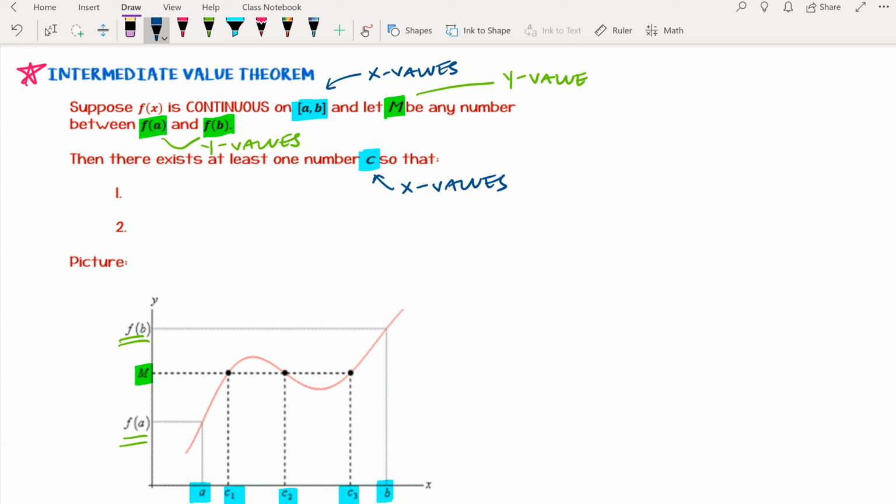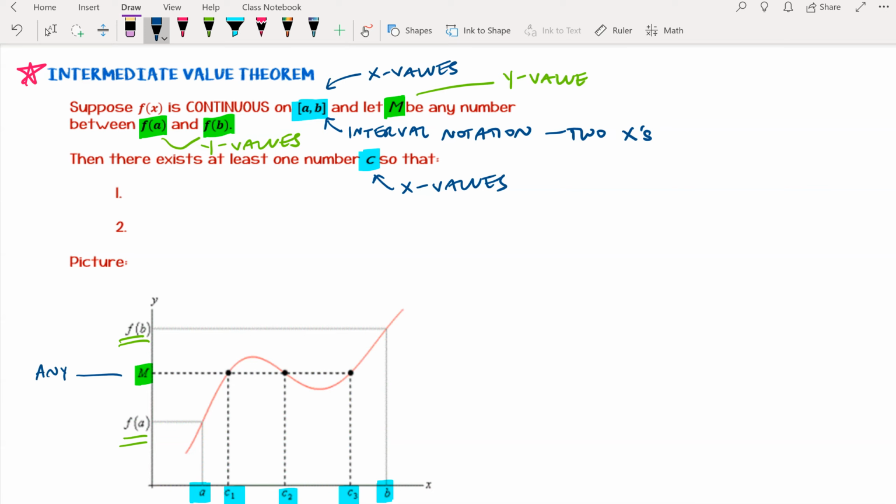Now let's read this again. Suppose f is continuous, this function's continuous on [a, b], on this x interval. Also, just so you know, those brackets, that's interval notation. And that means you were given two x values. You should know that for calculus. Two x's. Okay, so this function's continuous on this x interval. Let m be any number, just any y value, anything, between f of a and f of b.